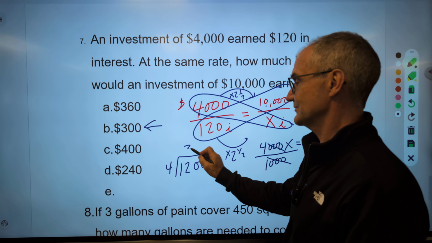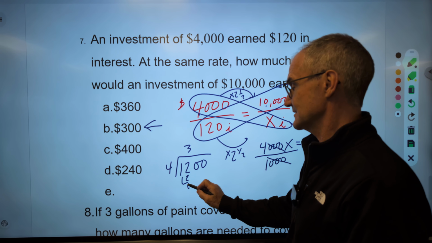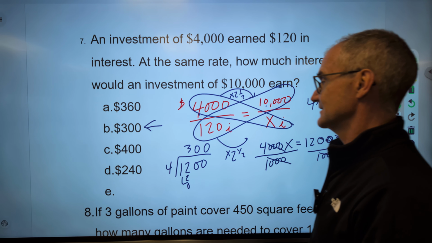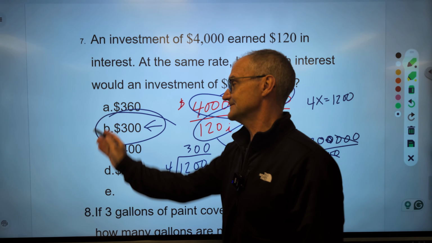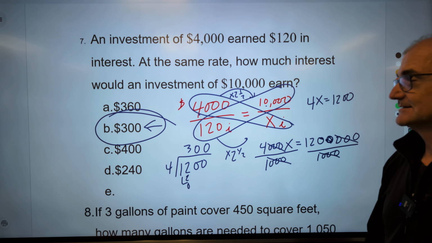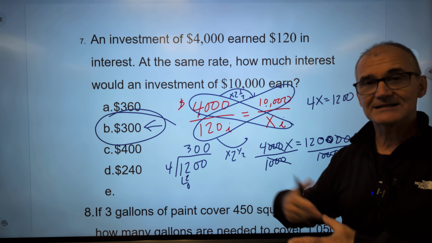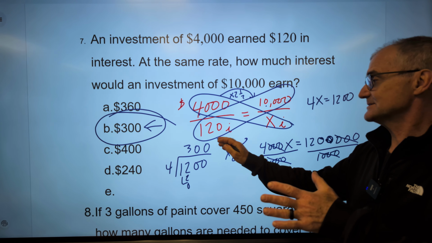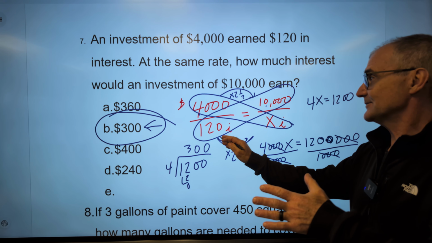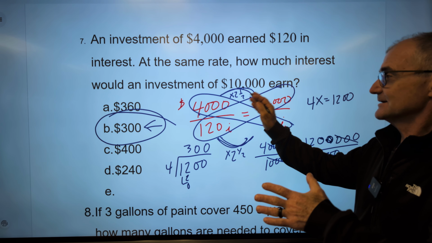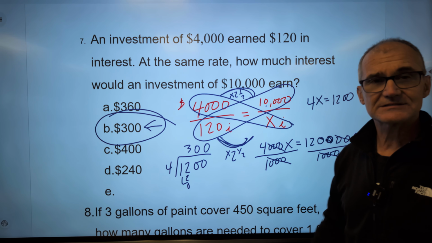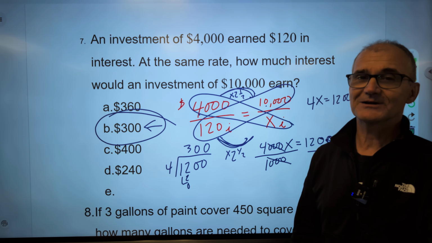4 goes into 12 3 times. 0 goes in there, 0, 0. Gives me the same 300 right there. Both ways work. The more you practice, the more you get that number sense, the more you're able to say, well, I'm just going to figure out that this is times 2.5, therefore this is times 2.5. Practice is the way you do that.